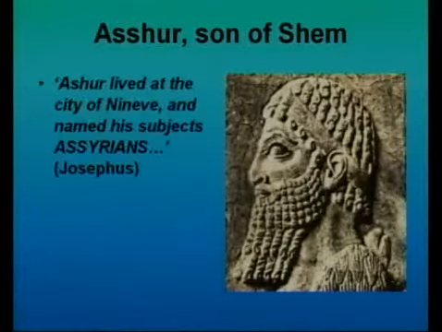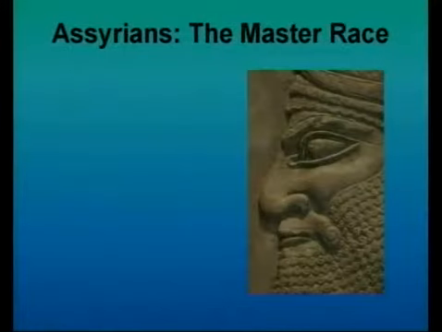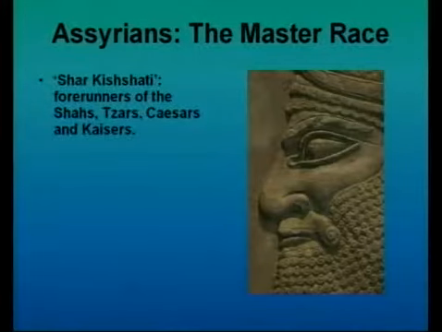Now, Asher, that's a very key person, the son of Shem. We learn from Josephus in the 1st century AD that Asher lived at the city of Nineveh and named his subjects the Assyrians. Of course, the Assyrians are very well known in the ancient record. We learn from Micah about 720 BC in the Old Testament that Assyria was the land of Nimrod. And this was a place of the beginning of empires, of a master race.